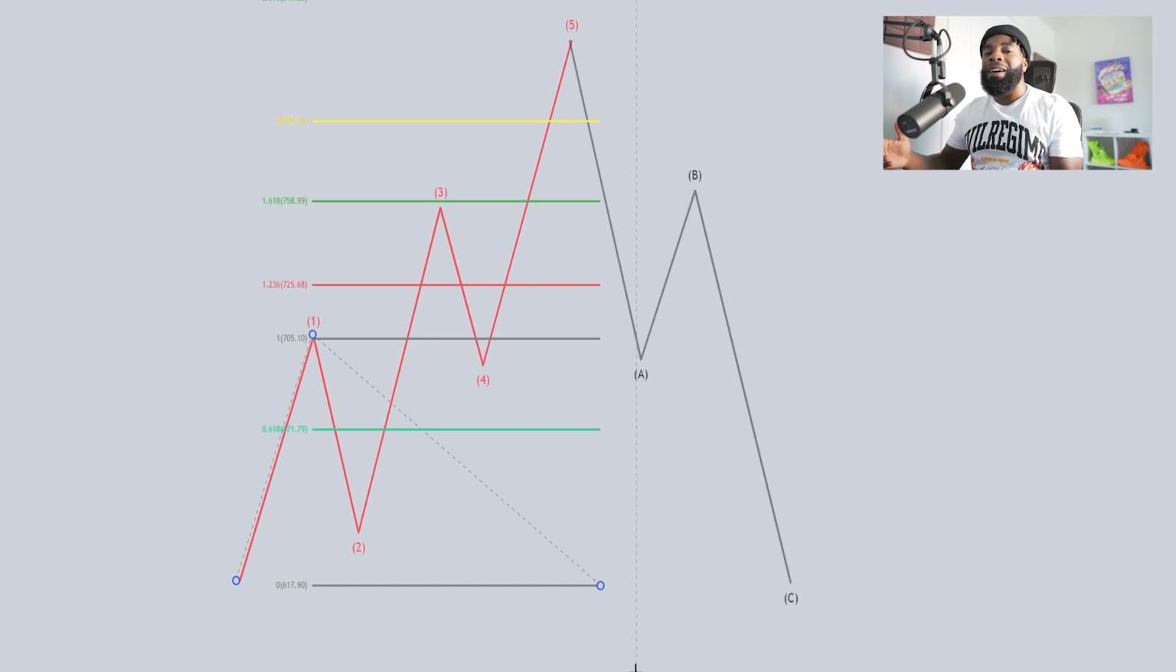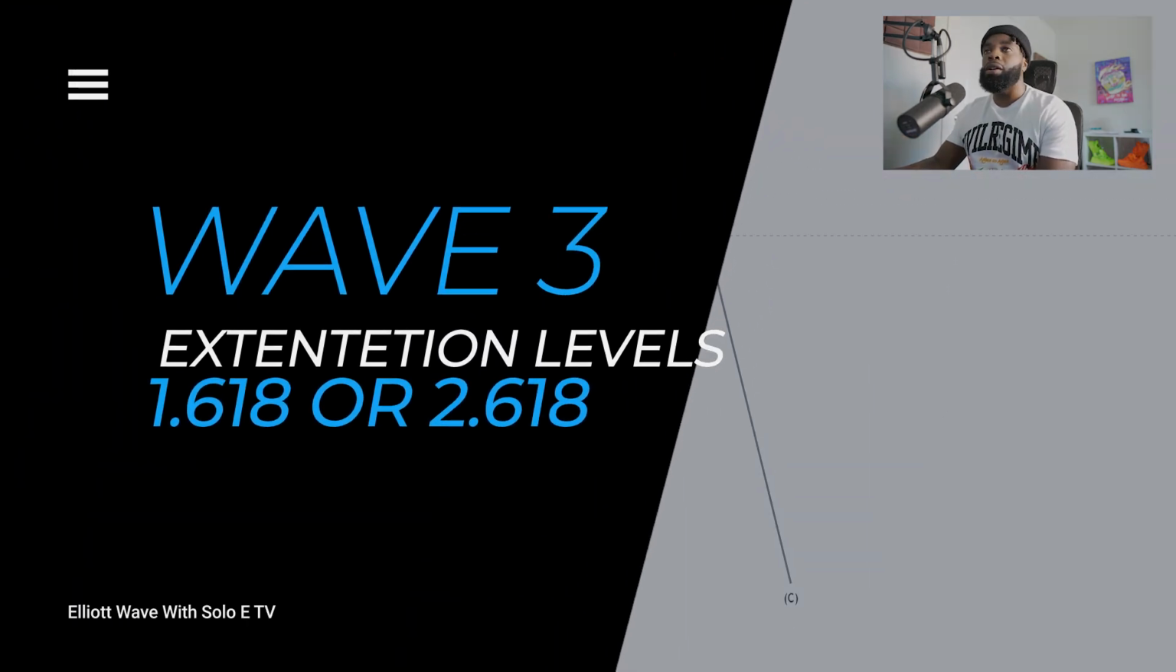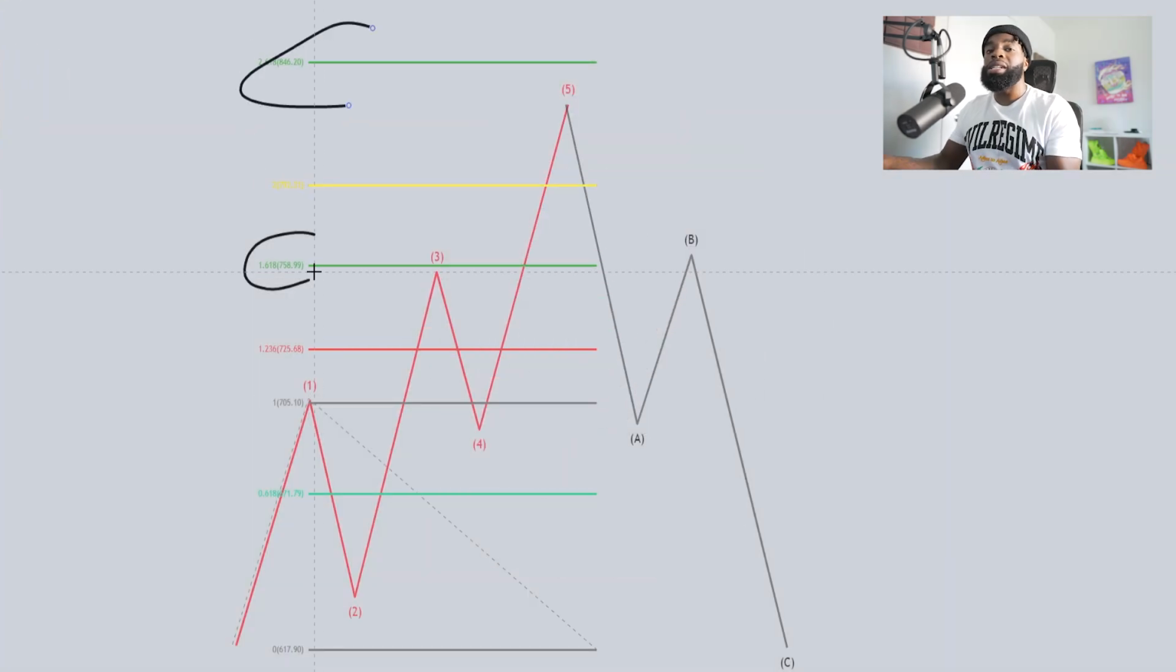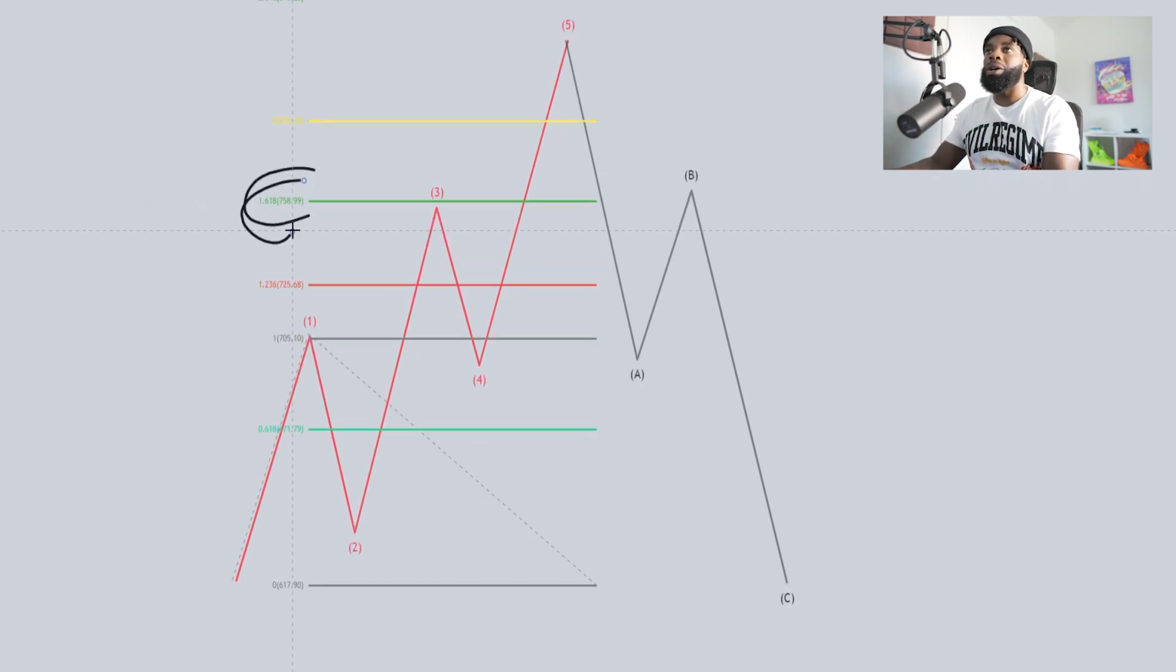these settings. After you have the settings, what they say in Elliott wave is wave 3 can either extend to the 1.618 mark or even all the way up to the 2.618 mark. This is how far wave 3 can extend to. However, in this example, we're going to just say wave 3 extended to the 1.618.